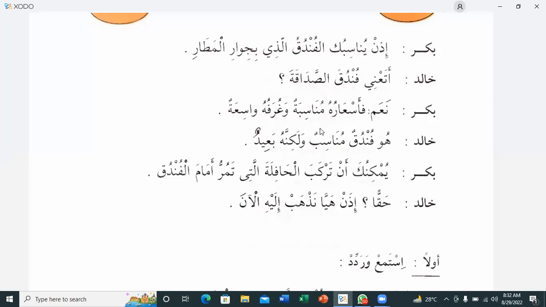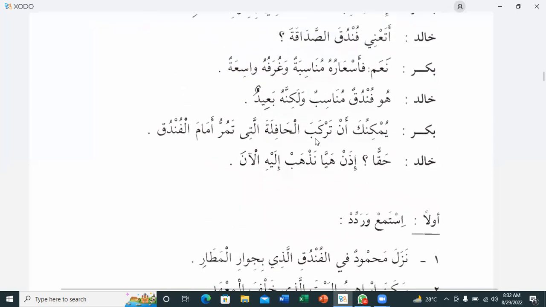Fas aruhu munasibatun wa ghurafuhu wasi'atun. Yes, the price is suitable and the rooms are spacious. Huwa fundukun munasibun walakinnahu ba'id. It is a suitable hotel, but it is far away. Okay.